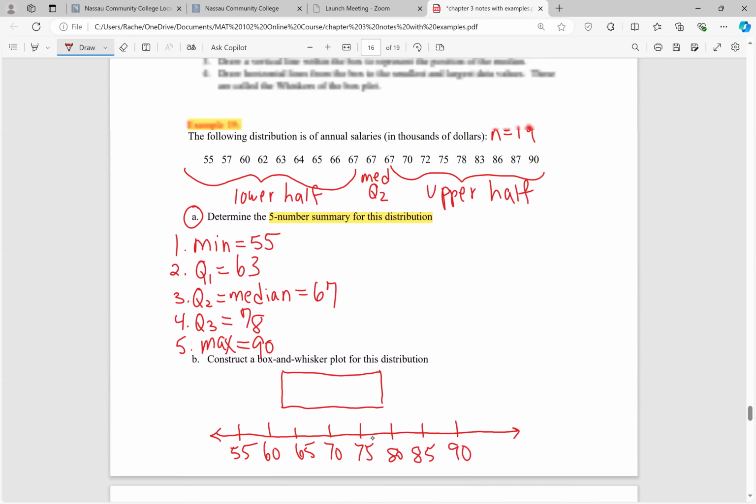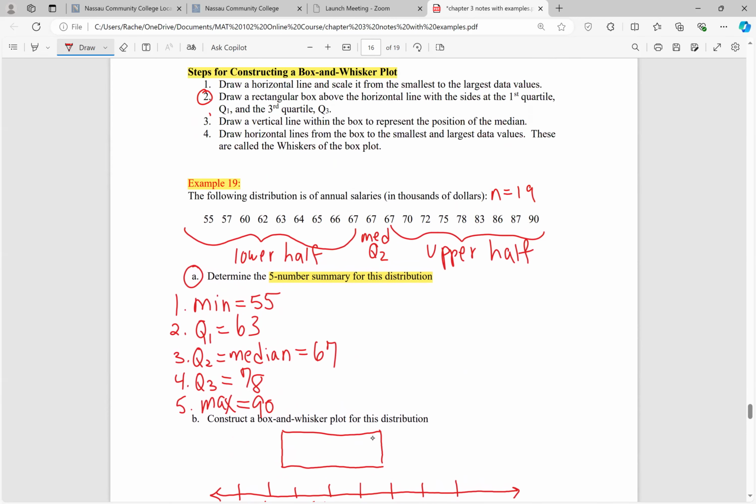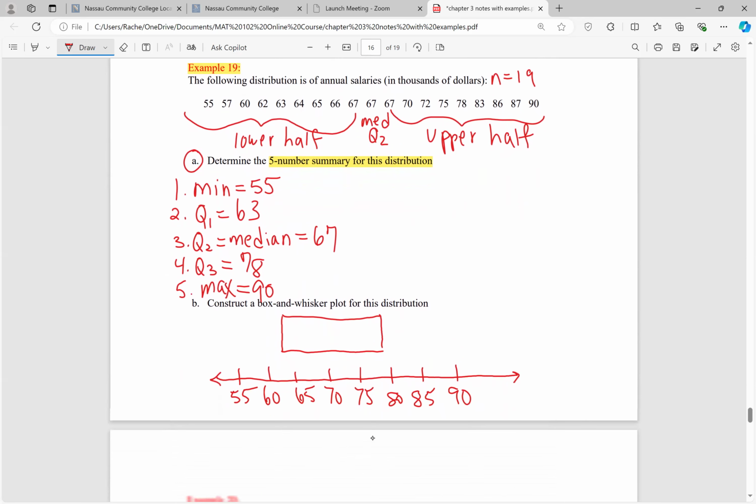And step 3 is to draw a vertical line within the box to represent the position of the median. And the median in this case is 67. So 67 is between 65 and 70. So let's say approximately here is 67. So that's going to be the value of Q2.